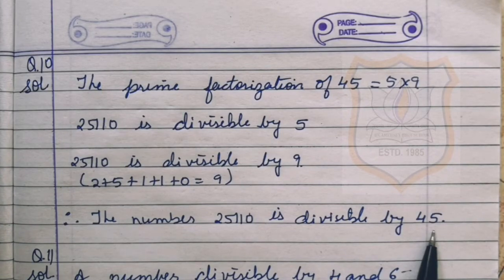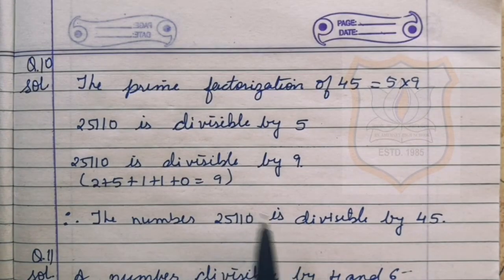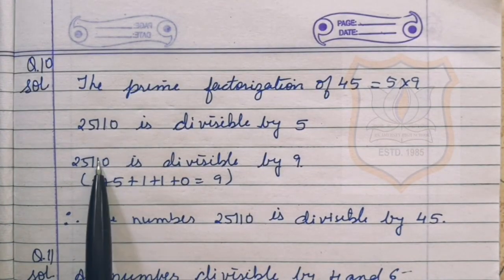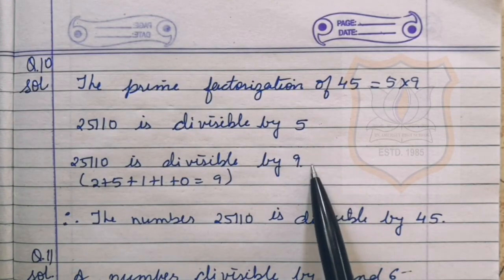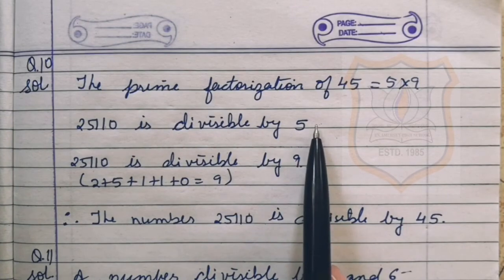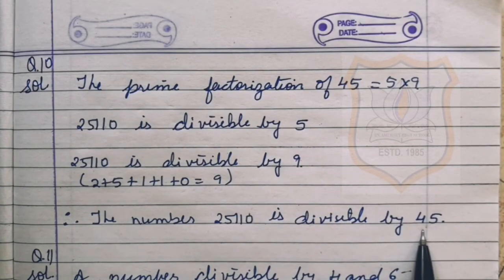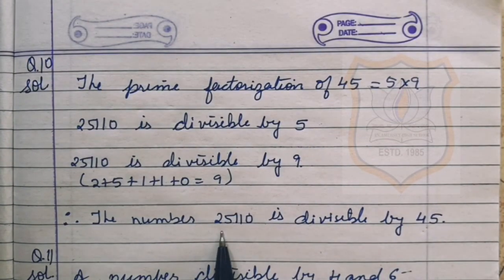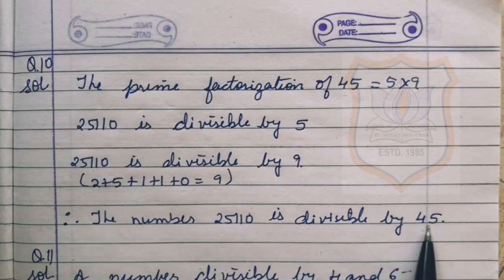According to rule number 2 of divisibility, if a number is divisible by two co-prime numbers, then it is divisible by their product also. Here this number is divisible by these two co-prime numbers, 5 and 9, and if we multiply 5 and 9, we will get 45. Then the number 25,110 is divisible by 45 also.